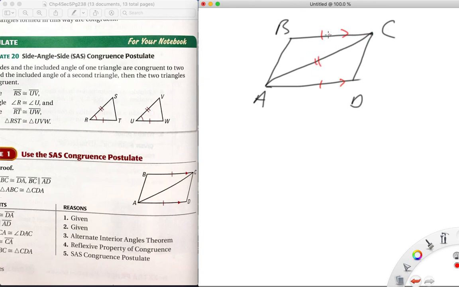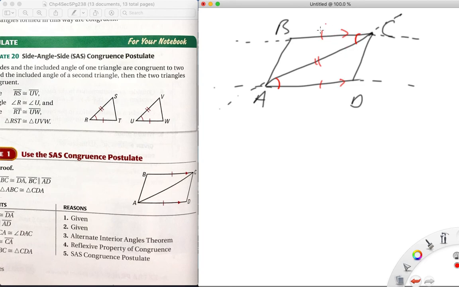Since this is two parallel lines and this is a transversal, if I were to expand it out, hopefully you guys are getting better at seeing parallel lines and transversals now. I can use the alternate interior angles theorem and I can say that this guy is congruent to that guy. And the reason why I'm using these two guys is because it's the included angle between these two corresponding congruent sides. So I want to use these two.